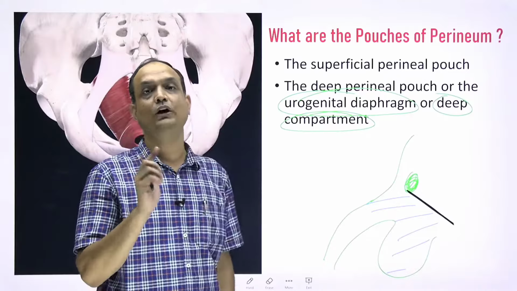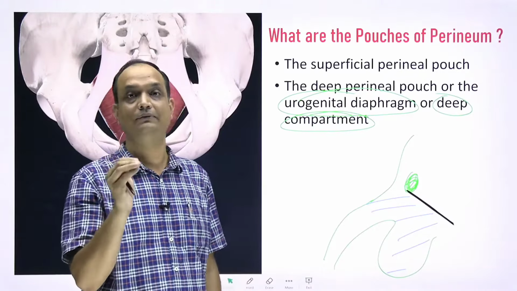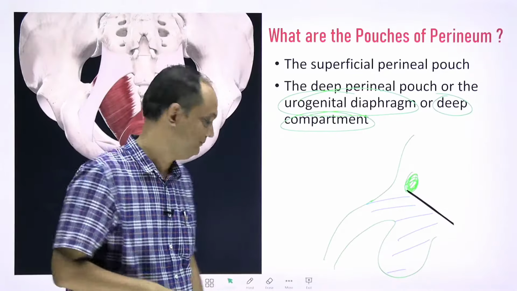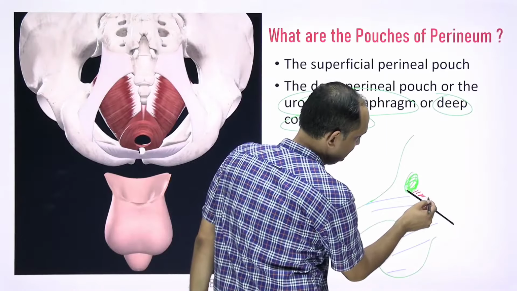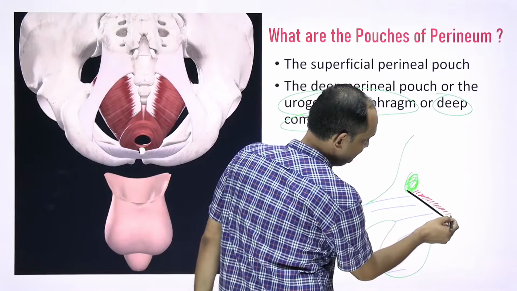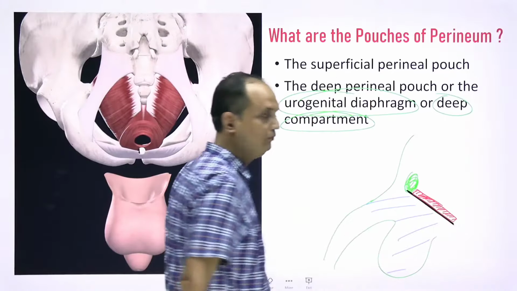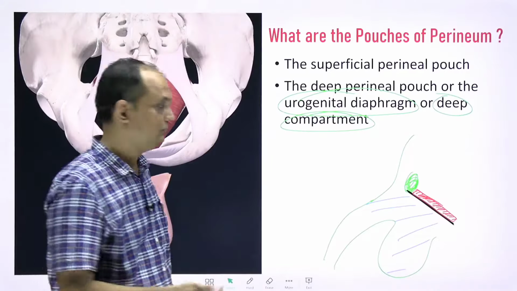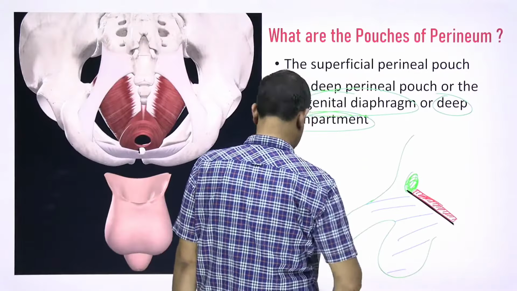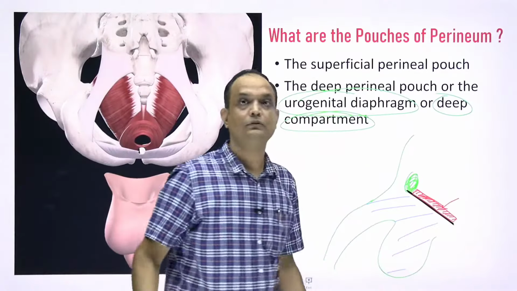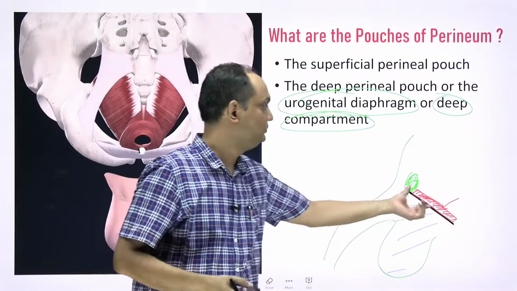And I told you what the perineal membrane is: the inferior fascia of the urogenital diaphragm, or of the muscles of the urogenital diaphragm. So where are the muscles of the urogenital diaphragm? Suppose you have the muscles of the urogenital diaphragm here. Now you can see where the deep pouch is. The deep pouch is this actually. This itself is known as the deep pouch. So the deep pouch is the synonym of the urogenital diaphragm.